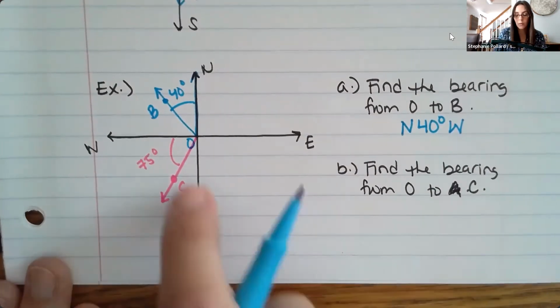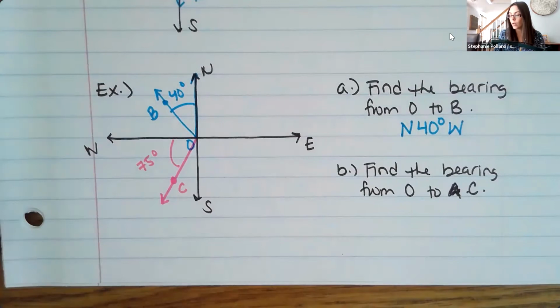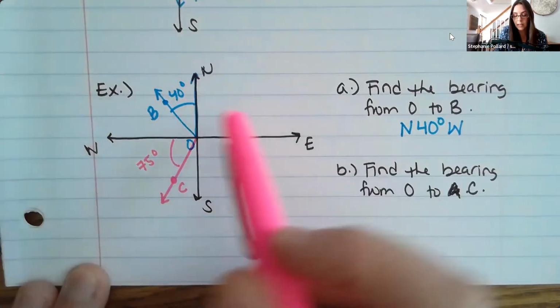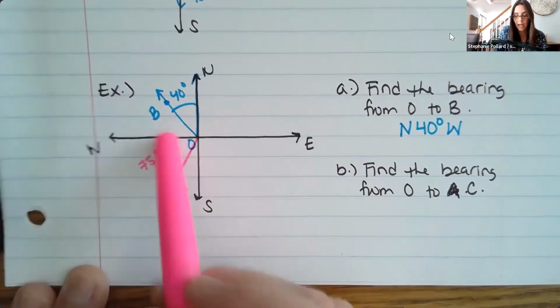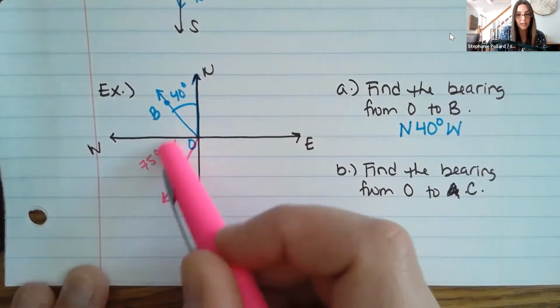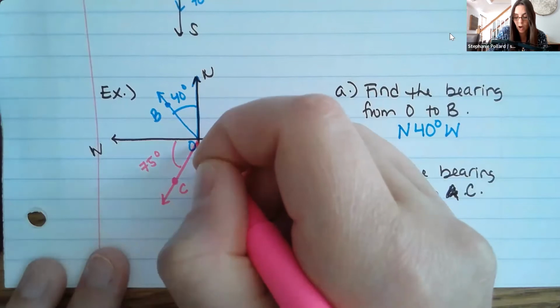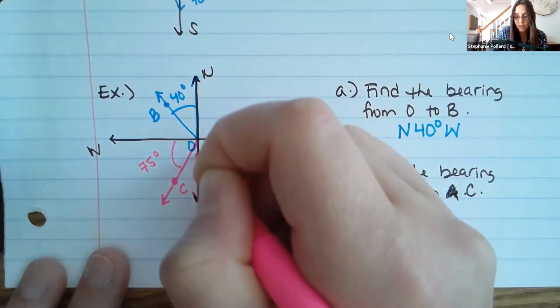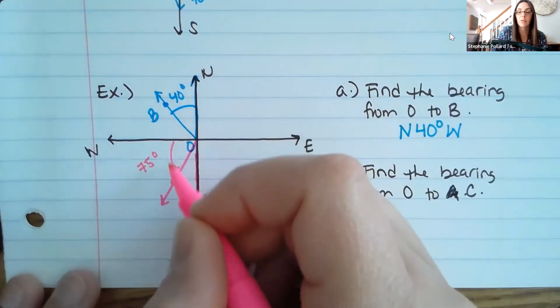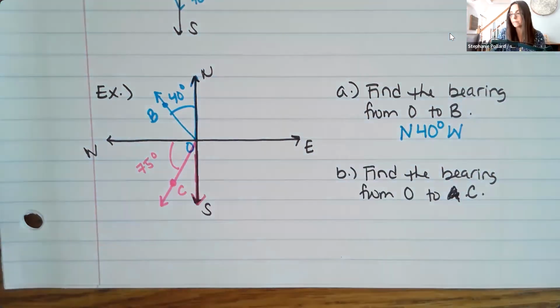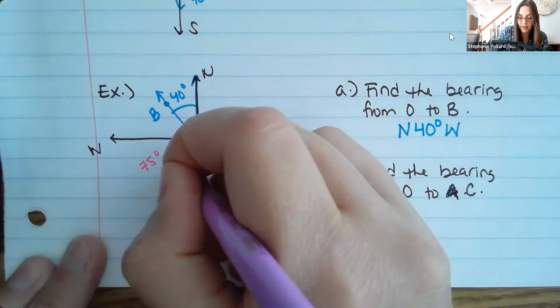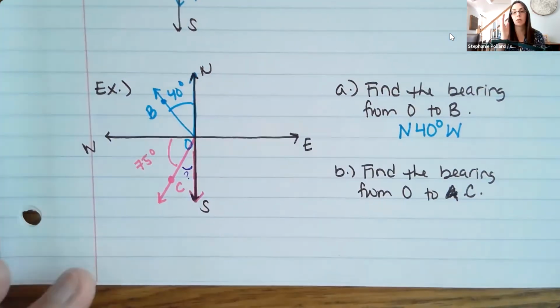Now we're going to do OC. Here we know that the angle between the east-west axis and our ray is 75 degrees. You do want to be careful though, because when we're talking about bearings, it's always off the north-south line. So I actually don't care that this is 75 degrees. I need to find this angle here. This is the angle that I need instead, always off the north-south line.